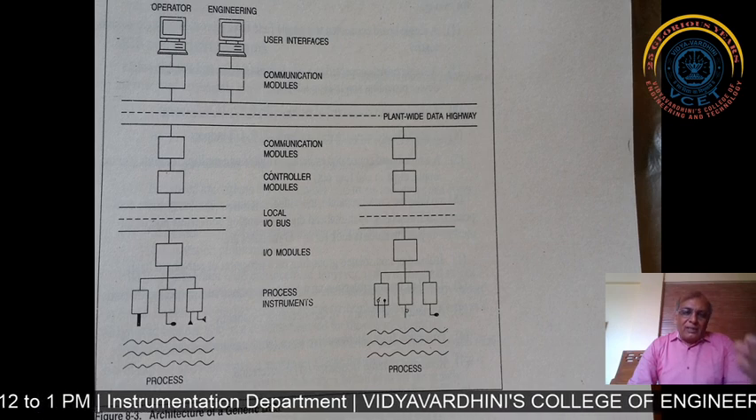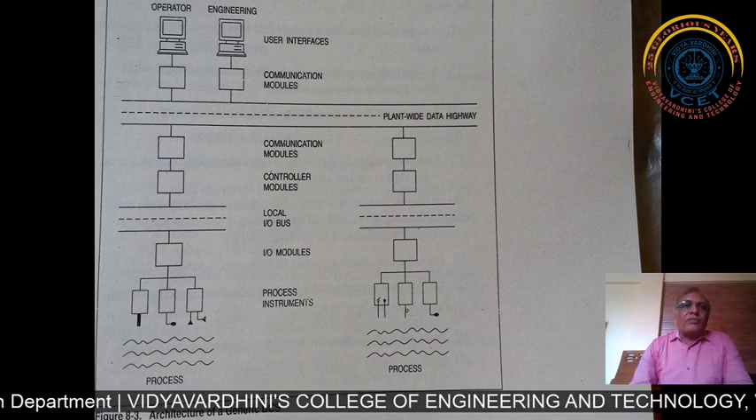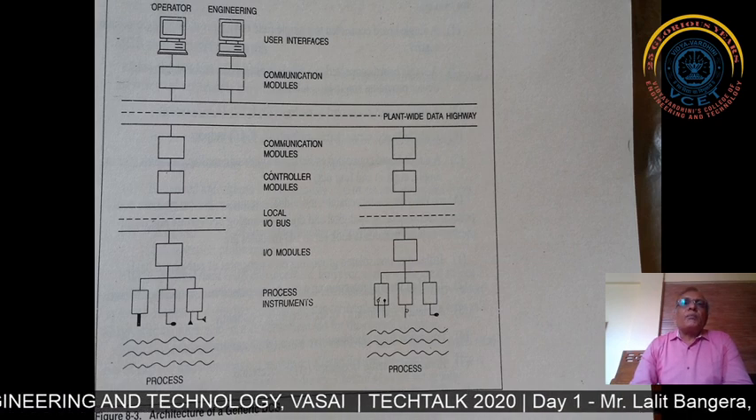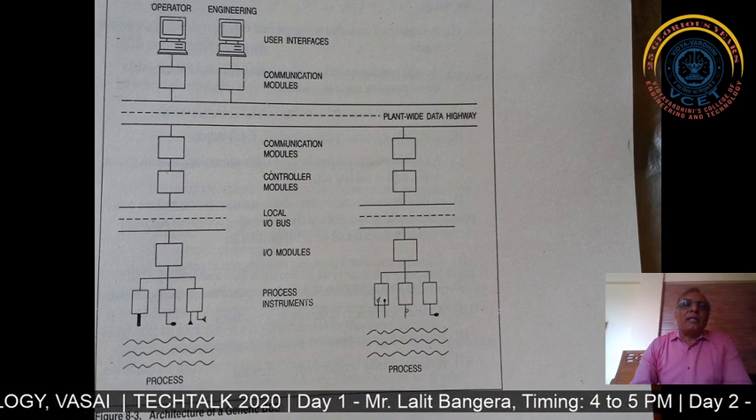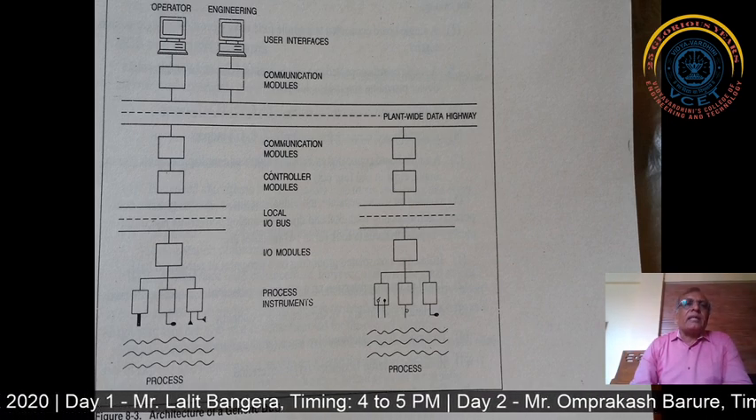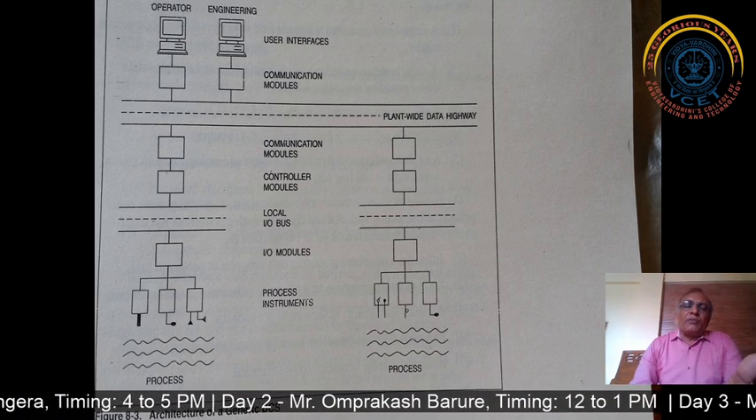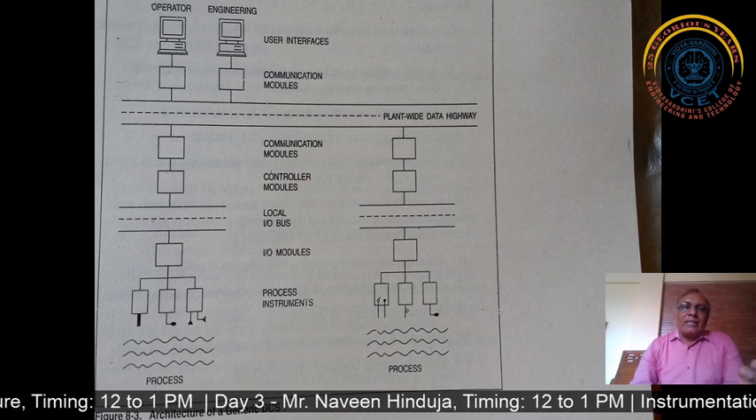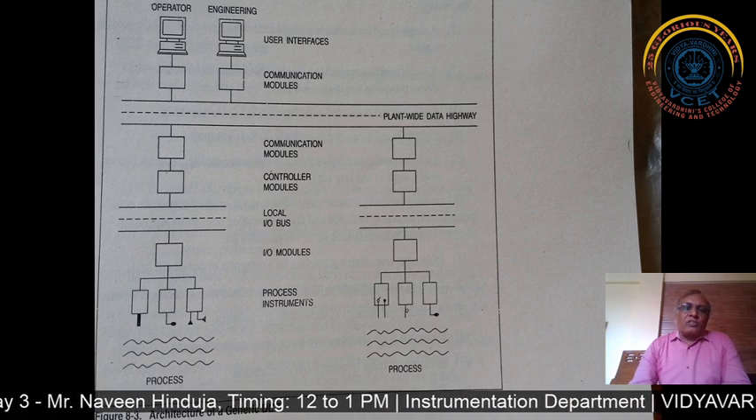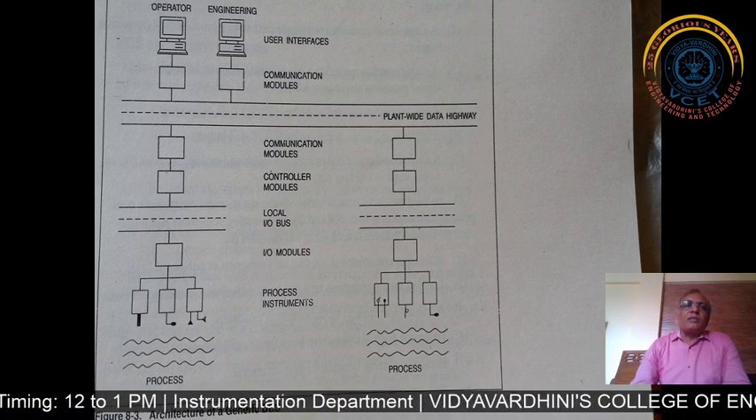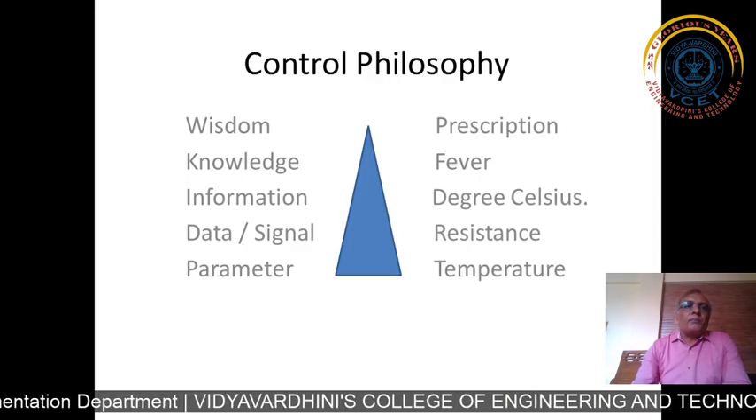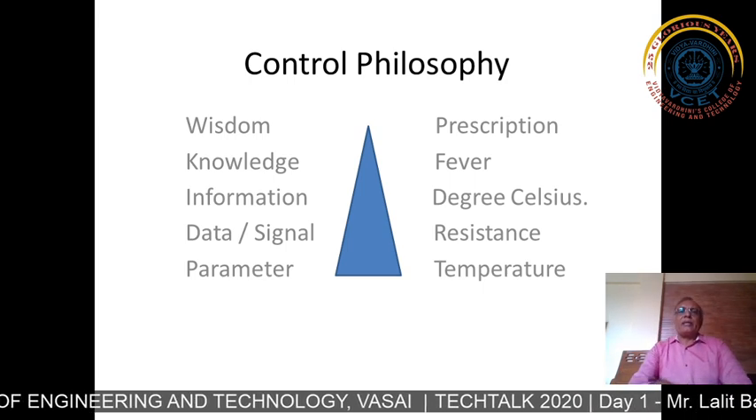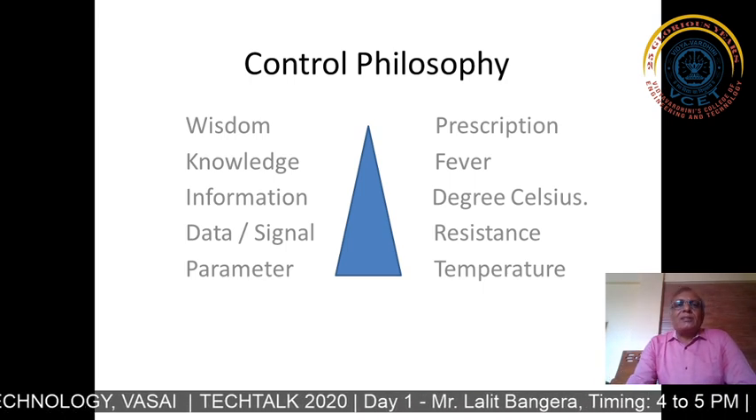What is DCS? This is a picture which I got from the book. Is it from Anderson? I don't know, but this is from a textbook from ISA. This gives you a very clear-cut picture about DCS. Nobody talks about this. This is a hierarchical distribution: process instruments, then IO modules, local IOs, controller modules. This is how you need to understand DCS. What do you mean by control philosophy? Here I want to share something, the thought process.